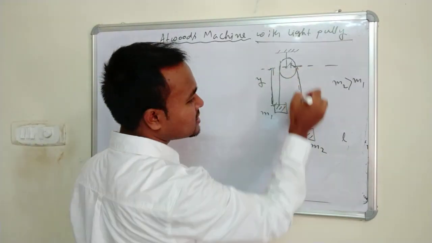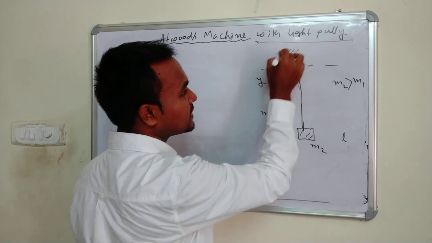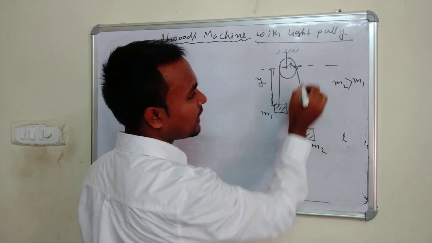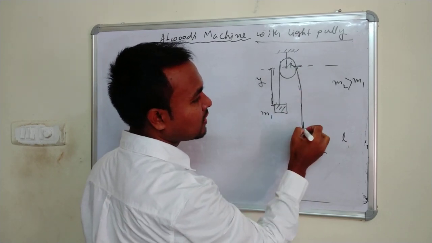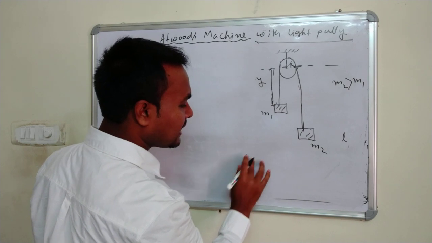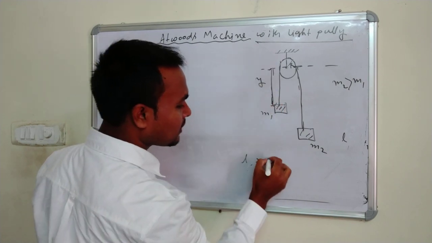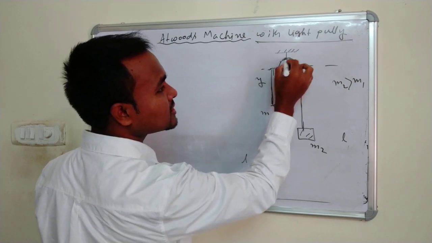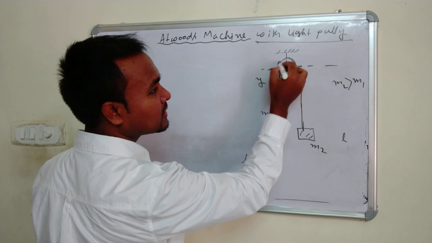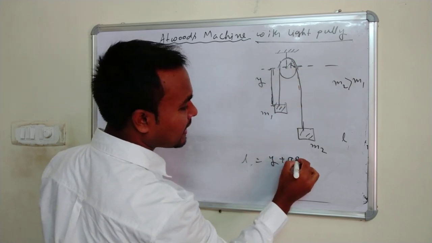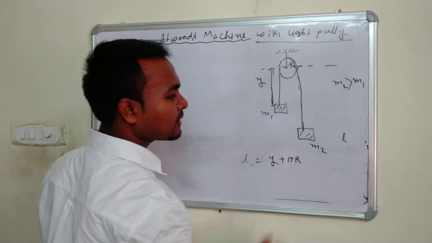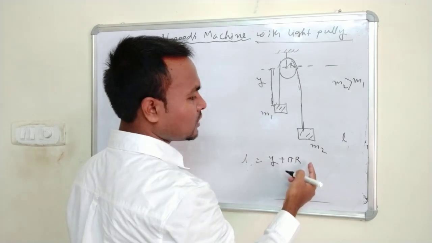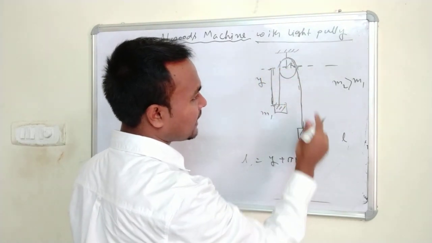So what will be this distance? The total distance from this to this is L. From here to here it will be y. So again I have to find this distance. The total distance L is equal to y from here to here, plus this path around the pulley. When the radius is r, this path is y plus pi r, and from here to here, L plus pi r.